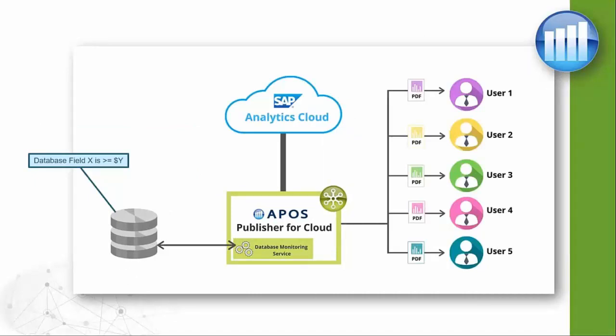So in this example, it's just showing a workflow. If database field X is greater or equal to Y, our database monitoring service will trigger the bursting definition out to multiple users in the formats that they need.